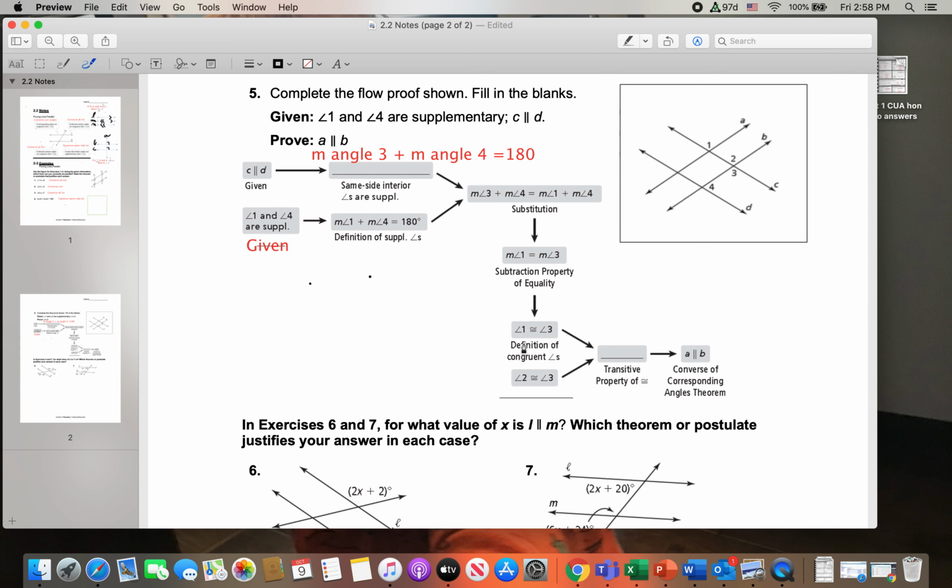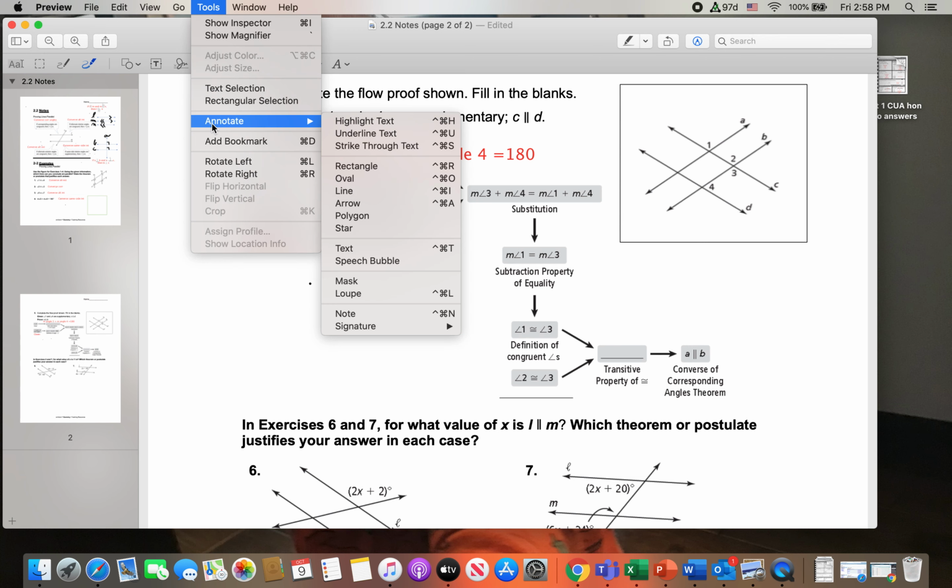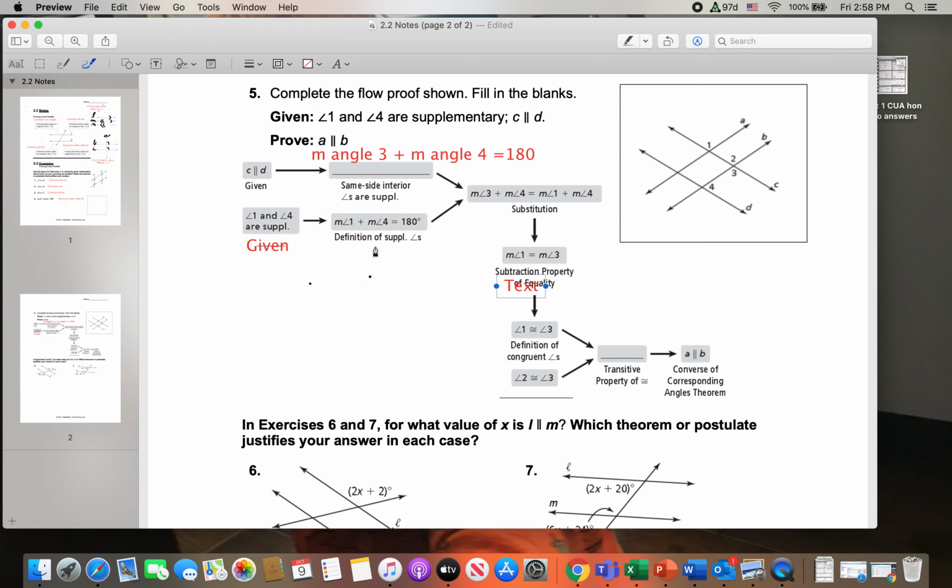And this to the next one, it goes from measure of angle 1 equals measure of angle 3 to angle 1 is congruent to angle 3. That's the definition of congruent. Here, out of the blue, they tell you that angle 2 is congruent to angle 3. Let's look at those angles. What type of angles are those? Hopefully you figured out vertical angles are congruent. They are vertical angles. So I'll put that there. Okay, angle 1 is congruent to angle 3, and angle 3 is congruent to angle 2.